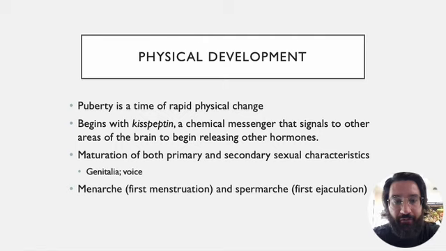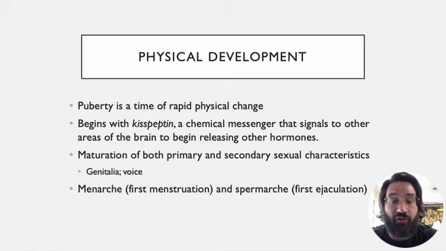So we'll begin talking about physical development, and we'll start with puberty. Puberty is the entry point into adolescence, which is a time of rapid physical changes, brain changes, body changes that we'll review briefly throughout the presentation. And puberty really begins when this chemical messenger called kisspeptin signals to other parts of the brain that it's time to start releasing certain hormones that are on a time delay. For whatever reason, the timing is a little bit different for everybody.